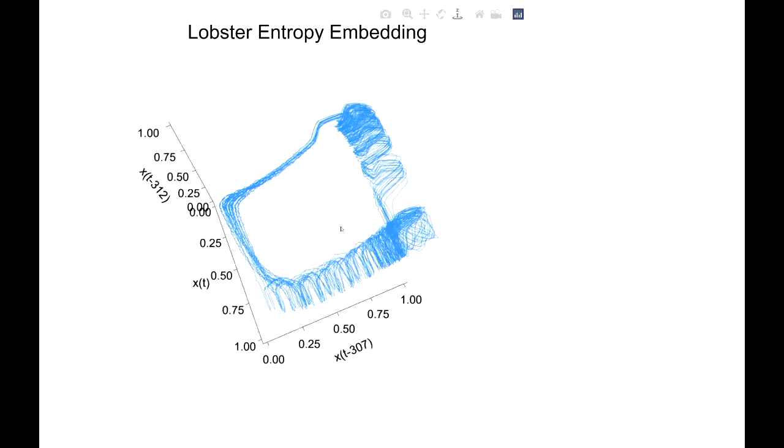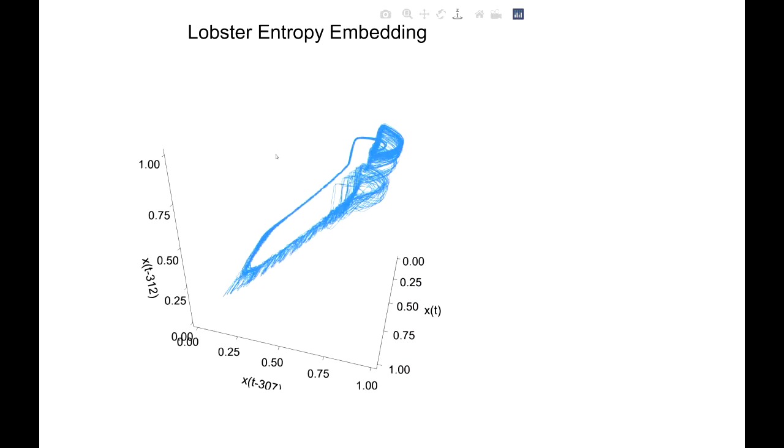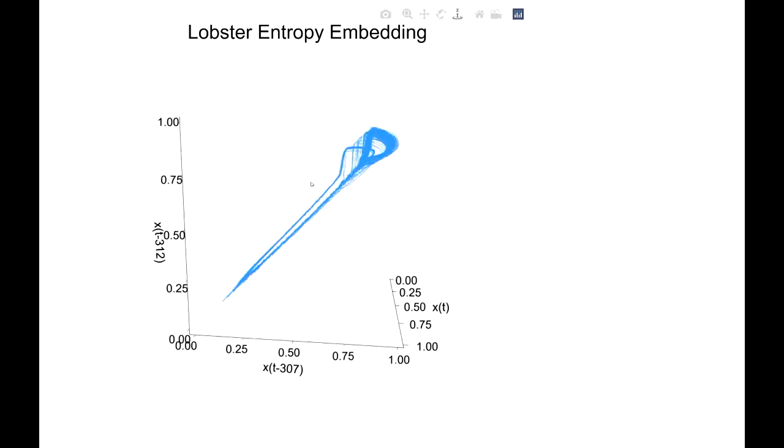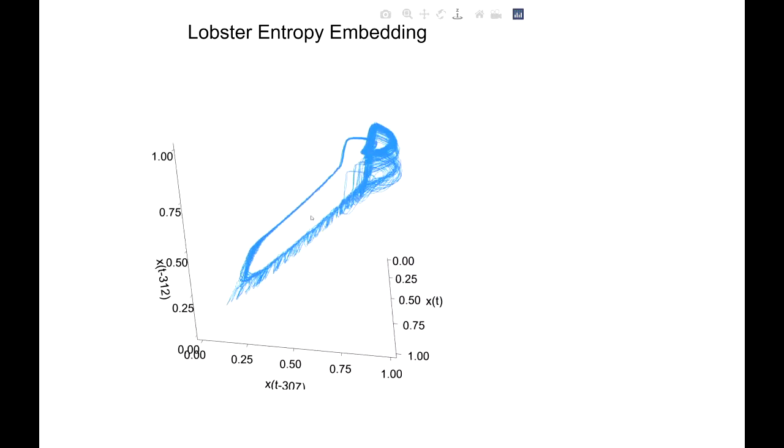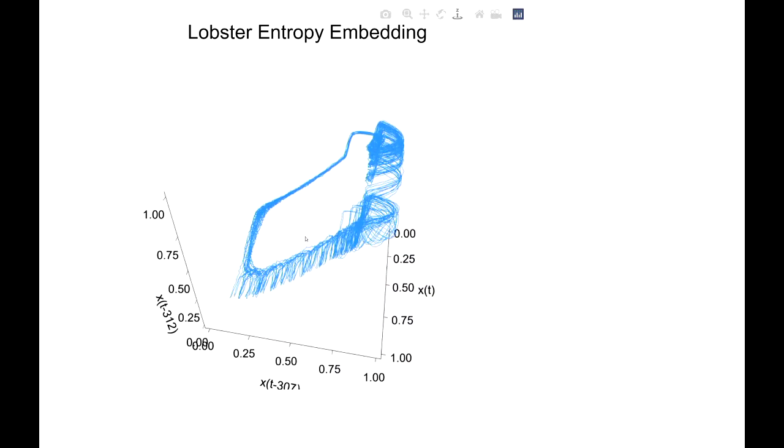Because the lobster, the lags you're getting look really unique actually. You've got pairs of lags, 307, 312, and the other pair, whatever they were. Clearly you've identified some lag and you also want some derivative information.